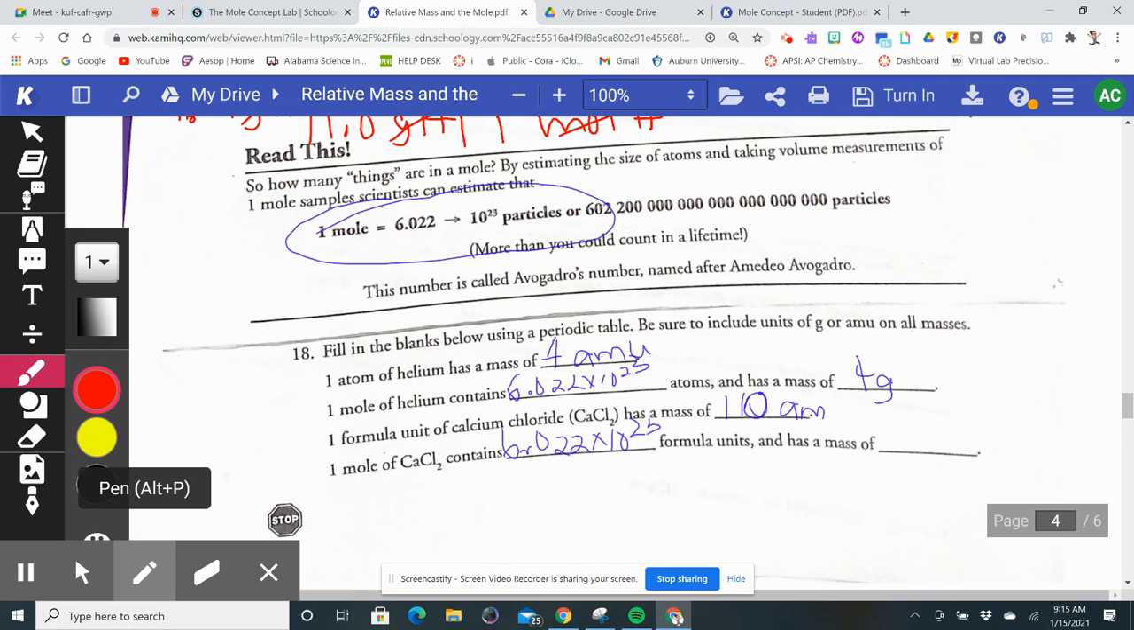So how do you know when to put AMU? That's a good question. When you're referring to moles of things, it's going to be grams. When you're referring to an individual atom or an individual molecule, you could say AMUs. So what would be the mass of one mole of calcium chloride? 110 grams, yes.